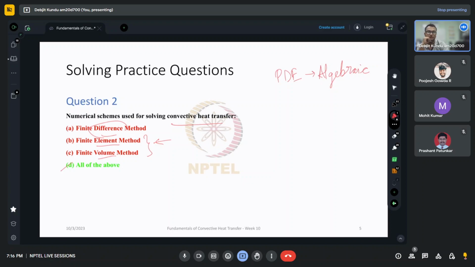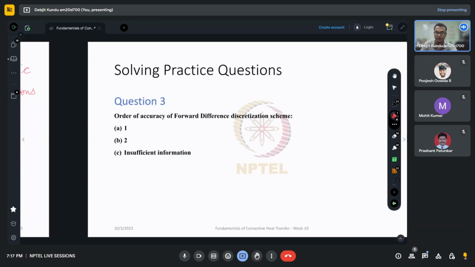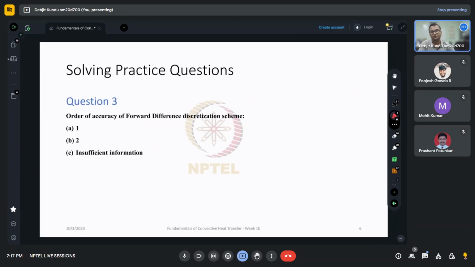Any questions on this? Okay, so it was a simple one. We will keep rolling. We'll move on to question number 3, which is now asking us what the order of accuracy of the forward difference discretization scheme is. Is it option A 1, option B 2, or option C insufficient information? That is, the information given in the question is not sufficient to determine the order of accuracy.